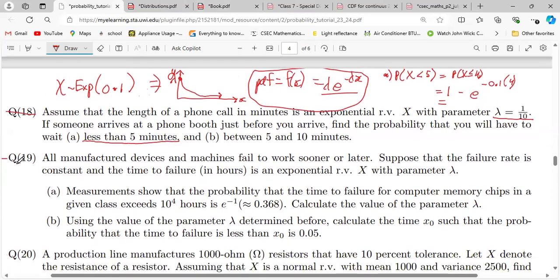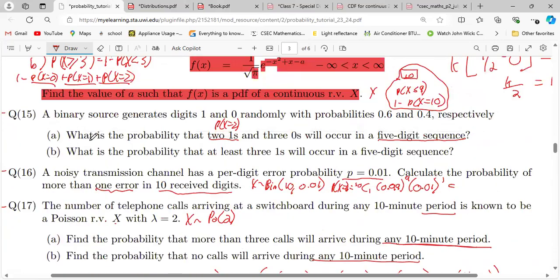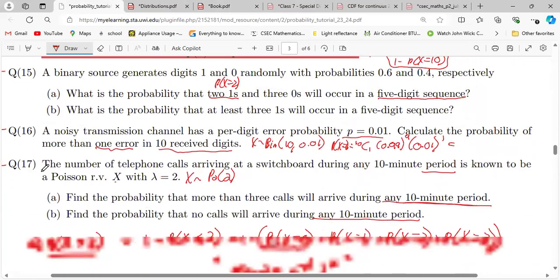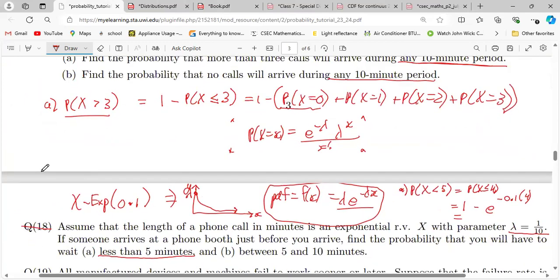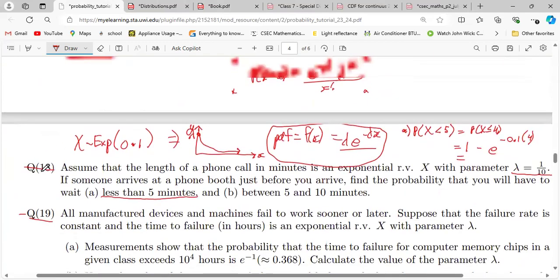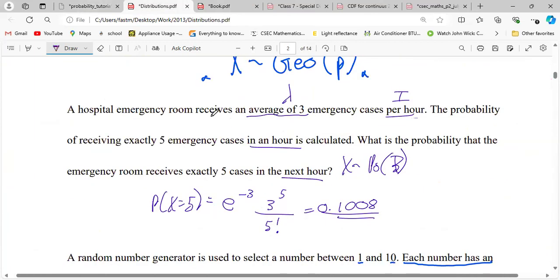19 is our proof. It's more like maths. But so far we did 15, 16, 17. So we did the binomial, the Poisson, and the exponential distribution question. And let's see where we are at. So I did the distributions.